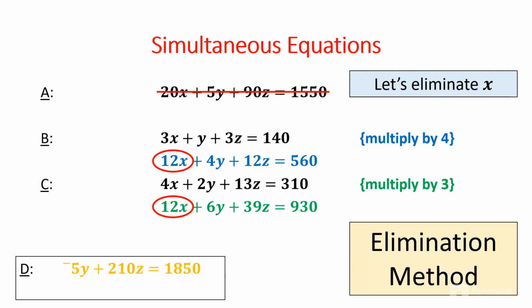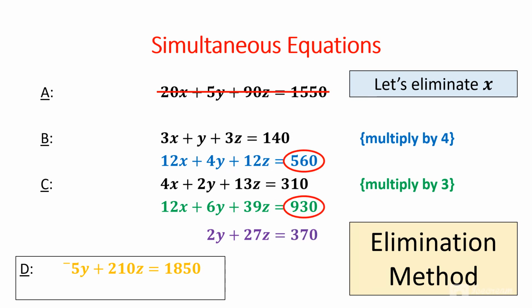Now, notice once again we have the same coefficient of x in our 2 new equations. That's how we're going to eliminate x. So we're going to do a subtraction. 12x minus 12x is 0 and it disappears, eliminates. But when I go to 4y minus 6y, I'm going to be clever and do the bottom equation minus the top. 6y minus 4y is 2y. But I have to stick to that. I have to go bottom minus top. 39z minus 12z is 27z. And 930 minus 560 is 370. Now I'm calling this equation E, and I'm going to pop equation E back into my box here.